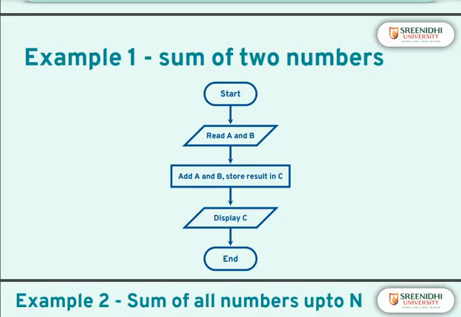So look at the example, sum of two numbers, addition of two numbers, start and end. Read A and B. We can use simple English language sentences here. Read A and B or input A and B, it doesn't make any difference. Add A and B, store the result in C, or you can directly write C is equal to A plus B. Display C or write C.